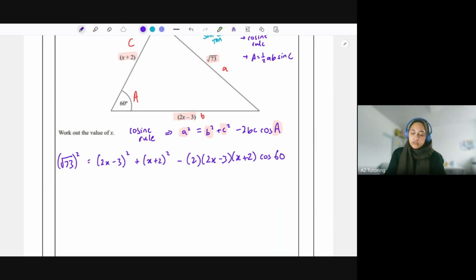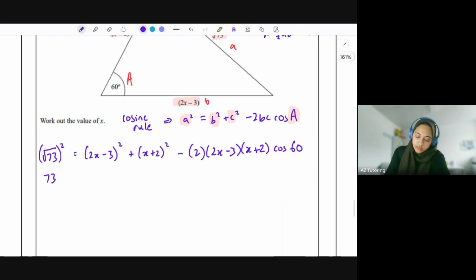We've got root 73 squared, the square root and squared cancel out with each other, so we're just left with 73. That equals (2x minus 3) times (2x minus 3). A really common mistake kids make, they just think it's 2x squared, well 4x squared, minus 3 squared, which is plus 9, and they don't remember you have to expand it out fully. So write it out like that.